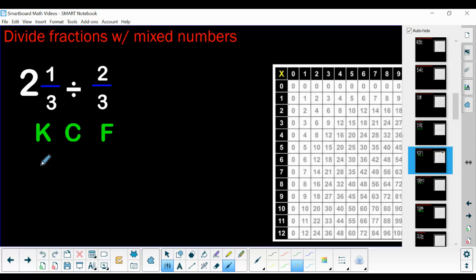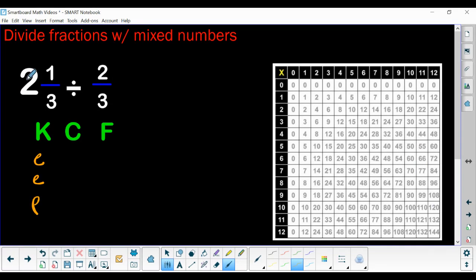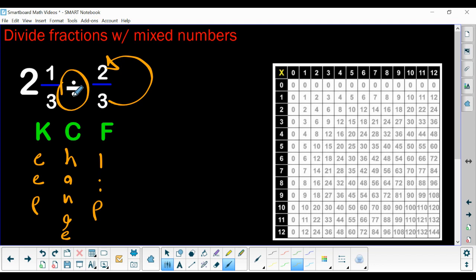So you're going to keep the first one the way it is. That means this stays the same. You're going to change this division into multiplication. And you're going to flip the last fraction by putting 3 on top and 2 at the bottom. They're going to switch places. So keep, change, flip.